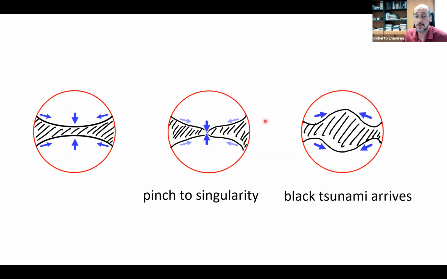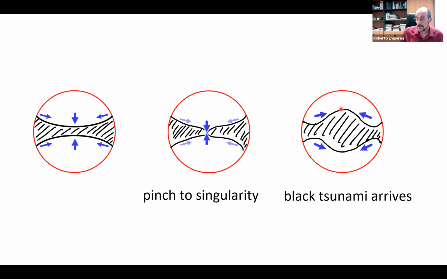Okay, so this is what we're finding. First you pinch to a singularity, and then the tsunami arrives and covers it. So you have a naked singularity, which is then censored by the black tsunami. And there's in fact quite a rich phenomenology of dynamics in this setup that we're now in the process of writing up.